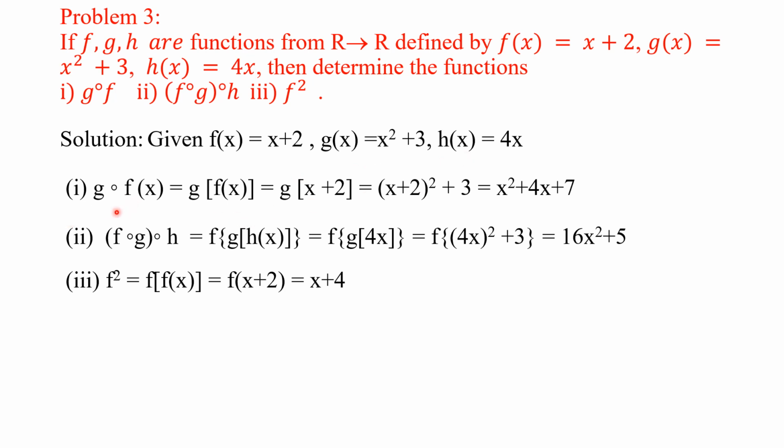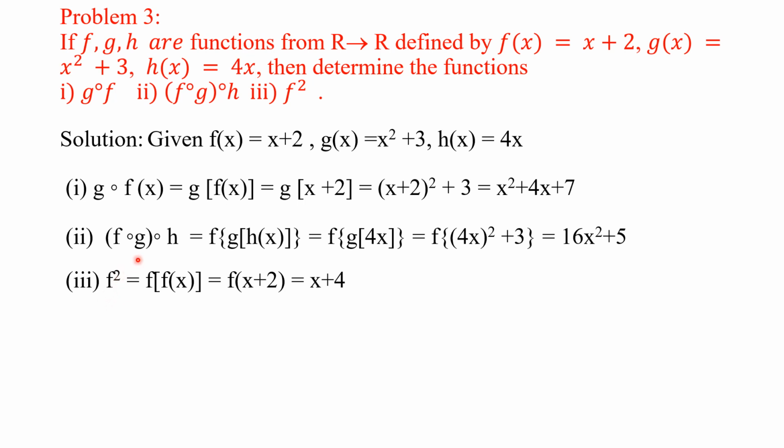Now the first subdivision, g composition f of x is equal to g of f of x, which is equal to g of this. In place of f of x, you will be having x plus 2. So in place of x, here the g function is x square plus 3. You will be getting (x plus 2) the whole square plus 3. Simplifying, you will be getting your answer as x square plus 4x plus 7. You can just leave it here because they haven't given you any value.